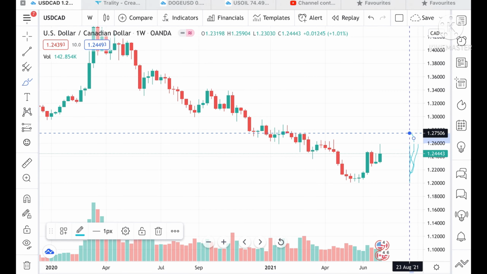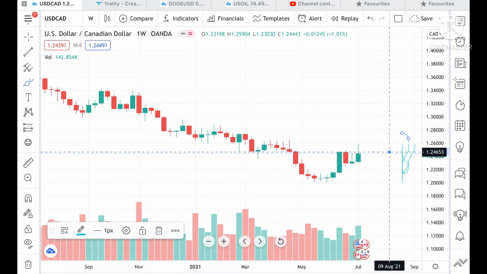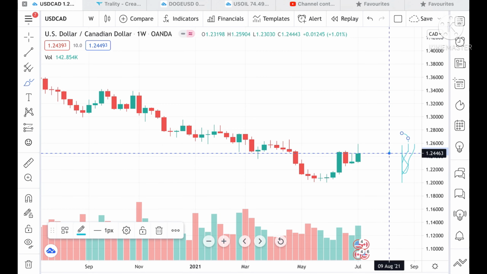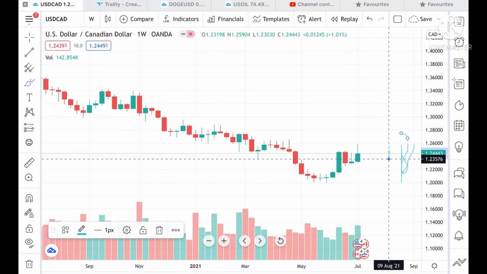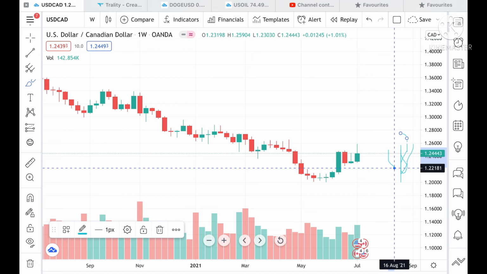But with a stop loss, if it goes below a level of 1.246, then we can see that it can touch a level of 1.235, and if it goes more below this level, then we can see a level of 1.22181. And if it goes more below this level, then we can see a level of 1.21484.